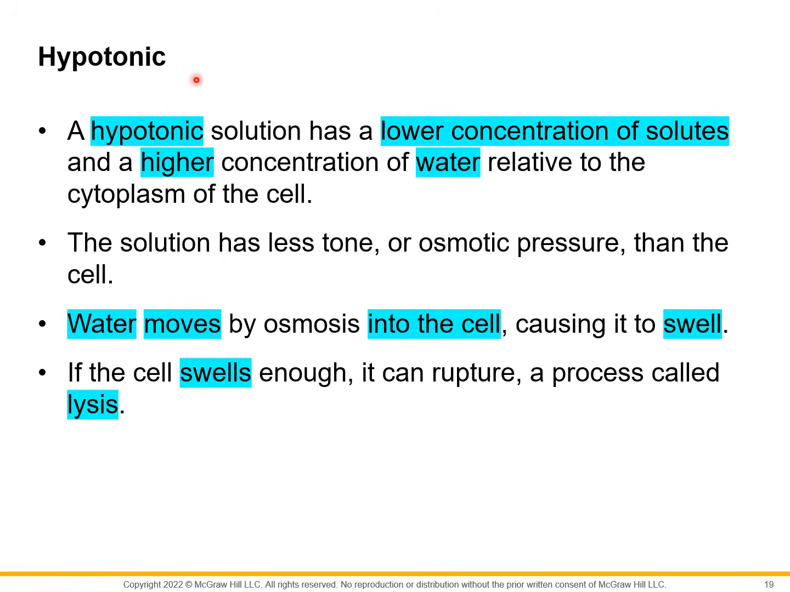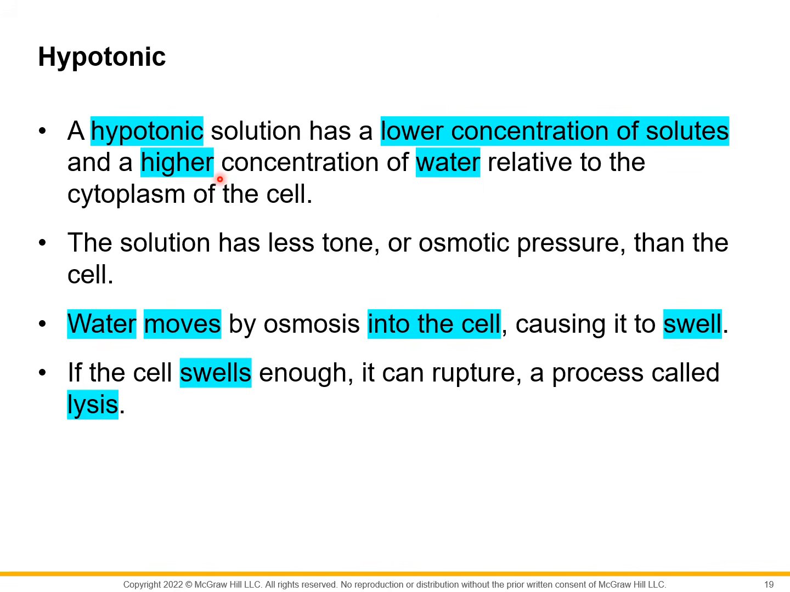First up, let's talk about a hypotonic solution. Let's look at this statement and try to understand it piece by piece. A hypotonic solution has a lower concentration of solutes, so there are fewer particles in this solution, and a higher concentration of water in comparison to the inside of the cell, or the cytoplasm of the cell. Let me repeat: when we say hypotonic, the solution has few solutes or particles, and more water.